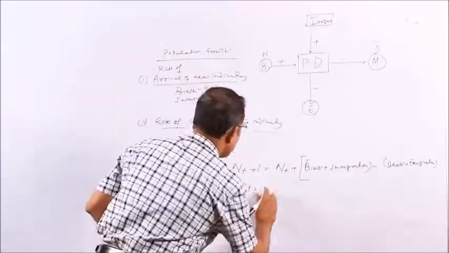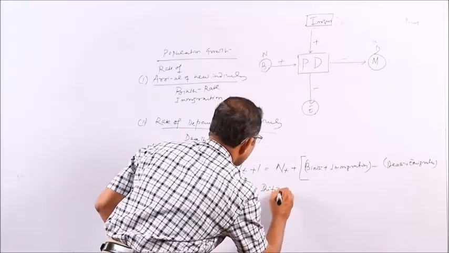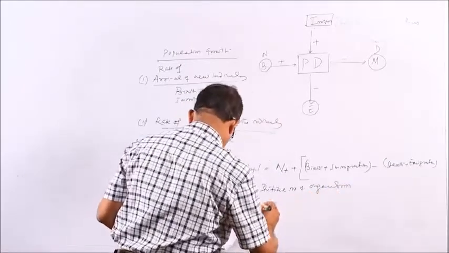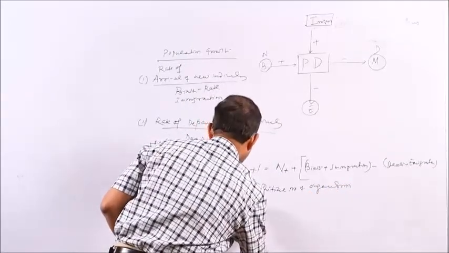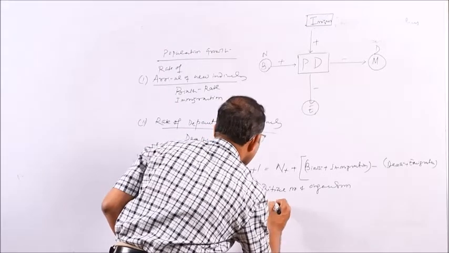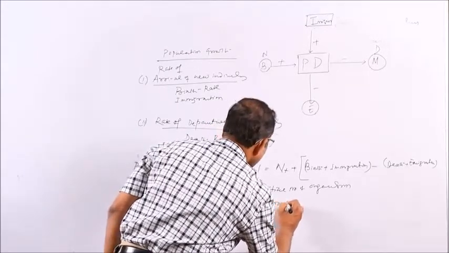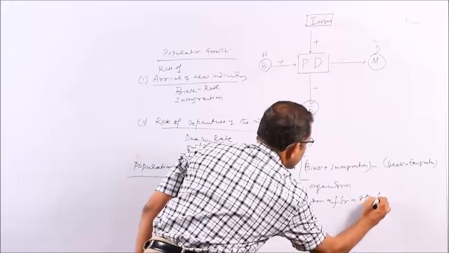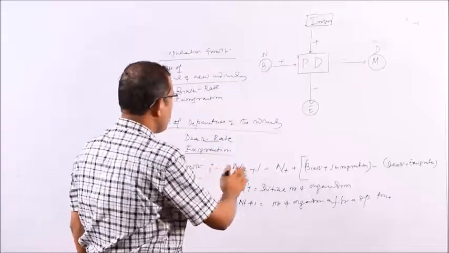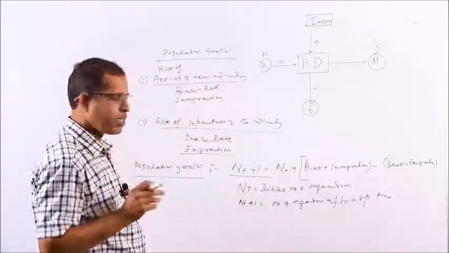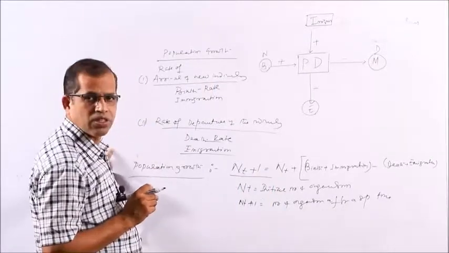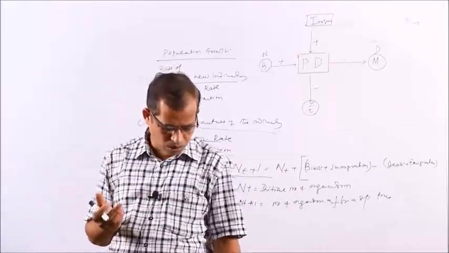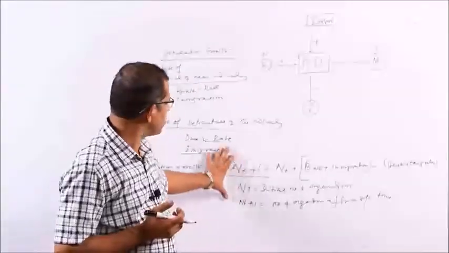Here N(t) is the initial number of organisms, and N(t+1) means the number of organisms after a specific time. So, after a specific time, we can determine the population from this equation. That is how one can know how much the population has increased and what the growth of that population is; this equation gives that.